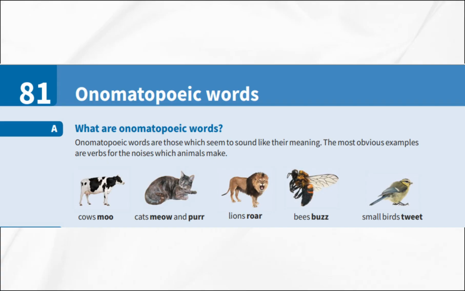What are onomatopoeic words? Onomatopoeic words are those which seem to sound like their meaning. The most obvious examples are verbs for the noises which animals make. For example, cows moo, cats meow and purr, lions roar, bees buzz, small birds tweet. These words imitate the actual sounds the animals produce.